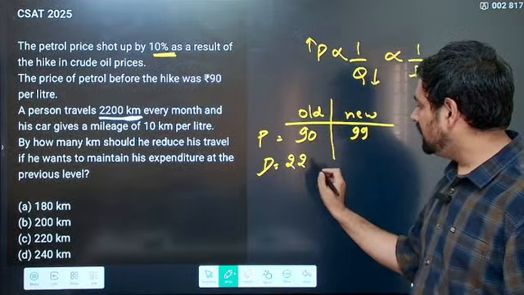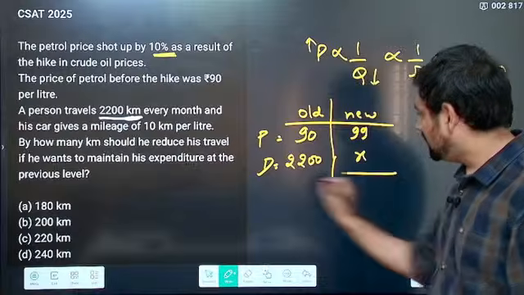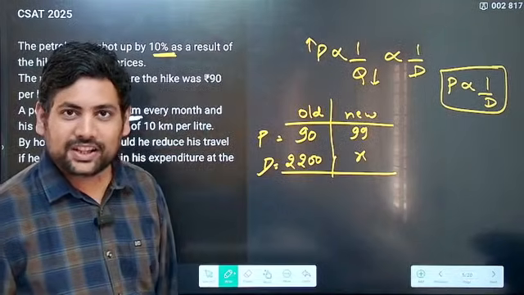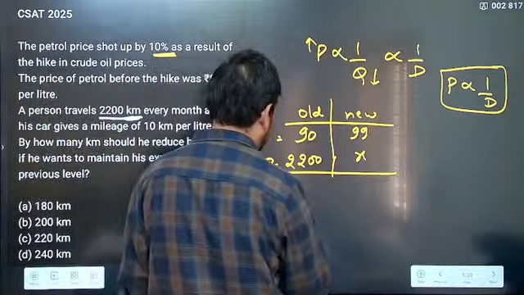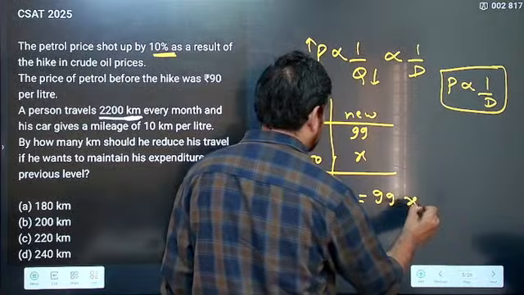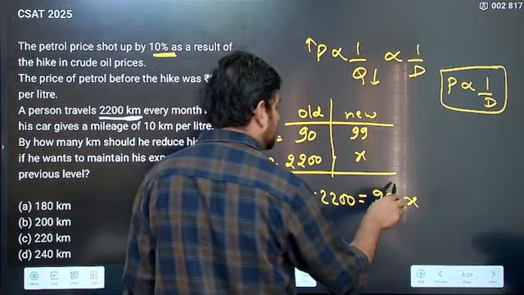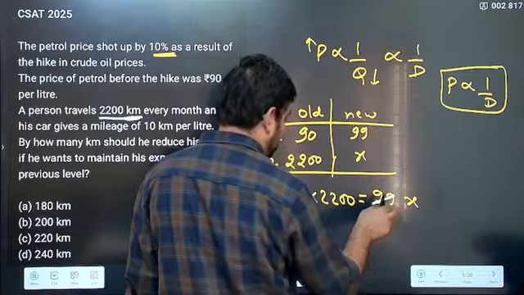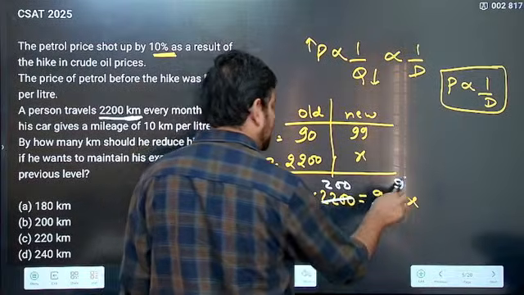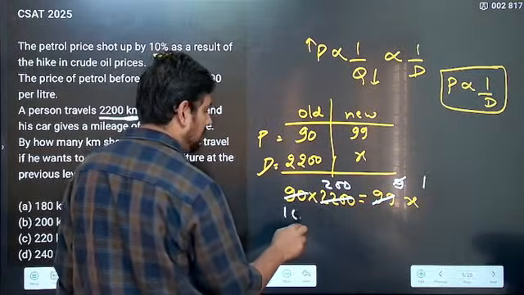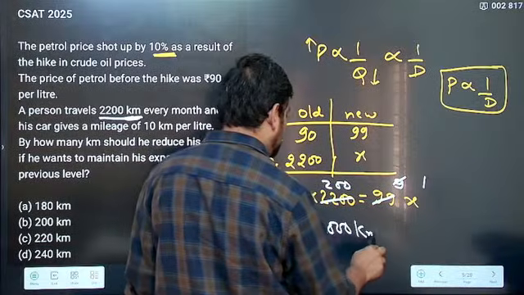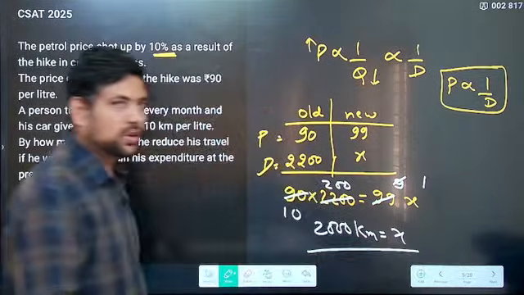was going was 2200 kilometer. Then how much he will go now? Again, P into D will be constant, correct? So what you get is 90 into 2200 is equals to 99x. Again, you can solve this. This goes by 11. You can cancel out. This goes 9 times. This goes 200 times. 9 ones are 9. This goes 10 times. So 200 into 10, 2000 kilometer is what you can go now.